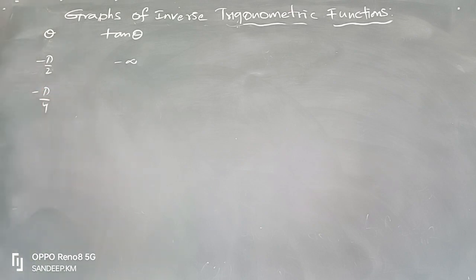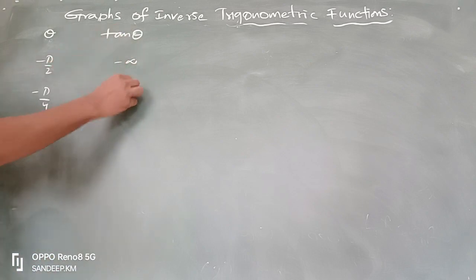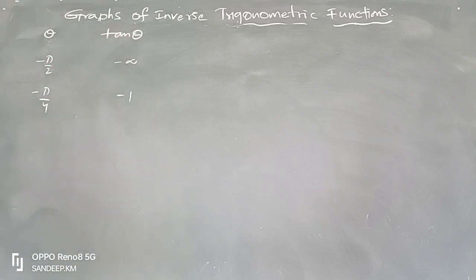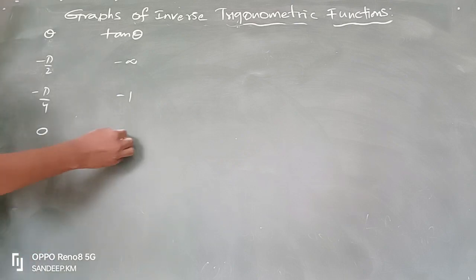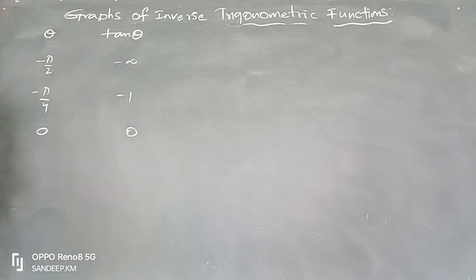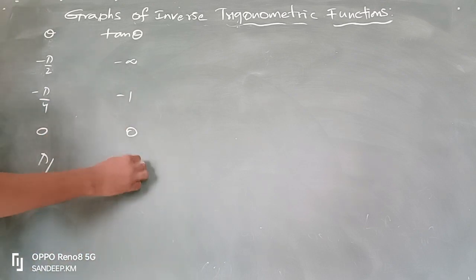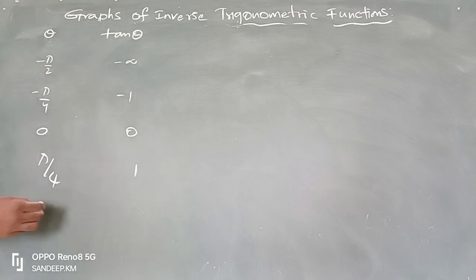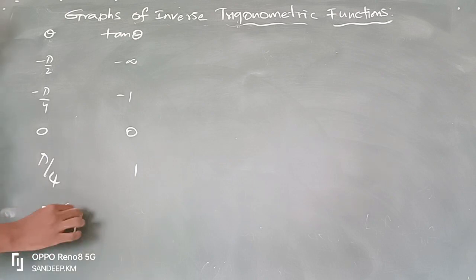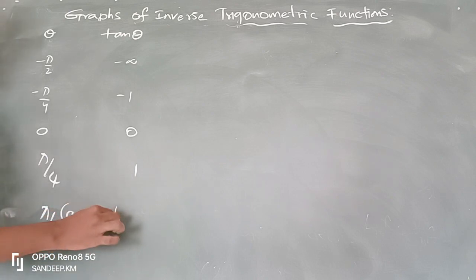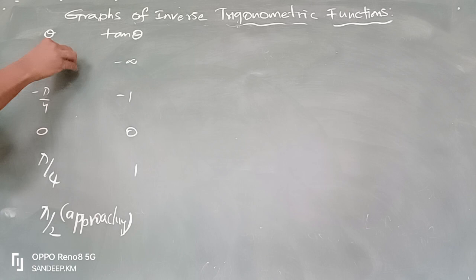minus pi by 4. When input is minus pi by 4, tan of minus pi by 4 is minus 1. Next, 0. When theta is 0 degrees, tan 0 is 0. Pi by 4. When theta is pi by 4, tan pi by 4 is 1. Pi by 2. When theta approaches pi by 2, please observe, it's only approaching. Not exactly. Here also approaching.